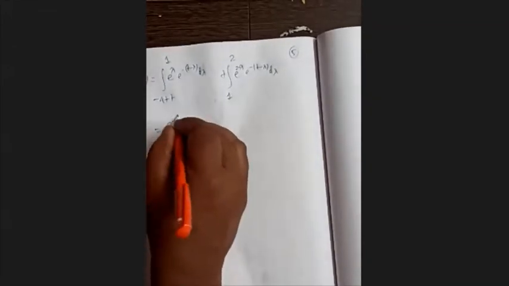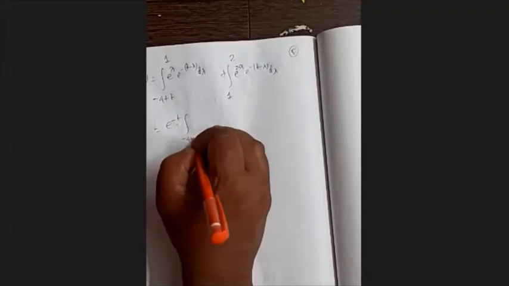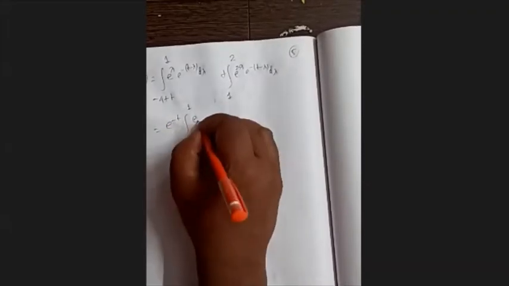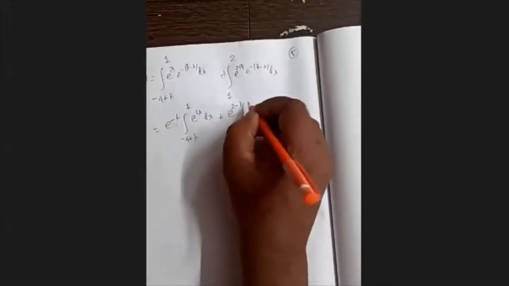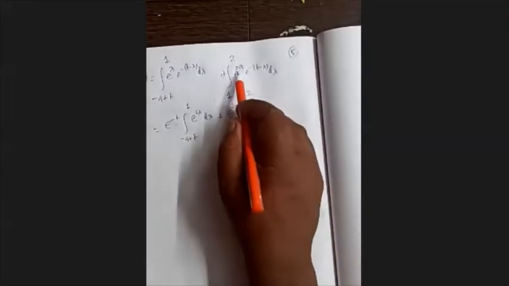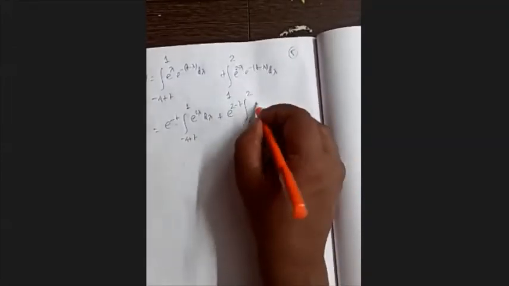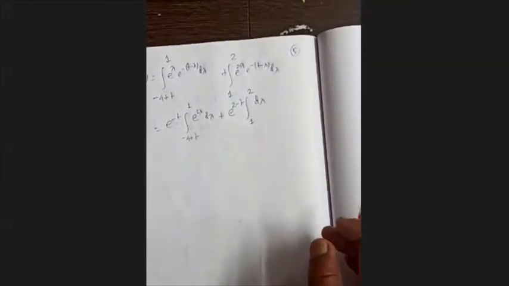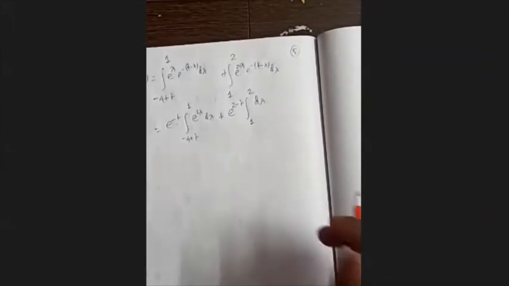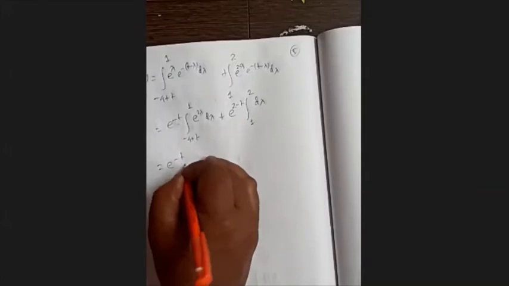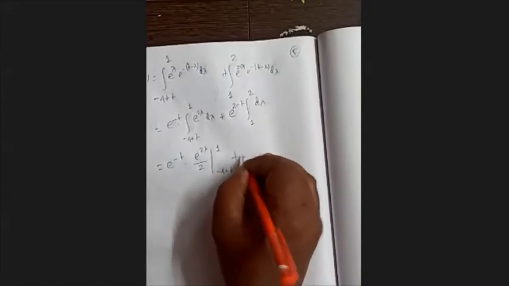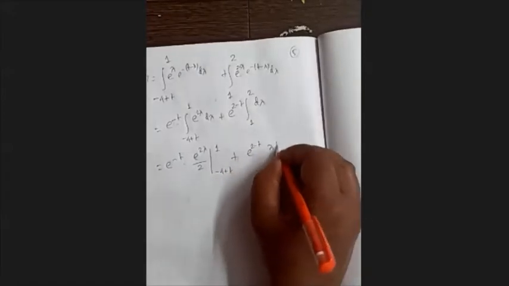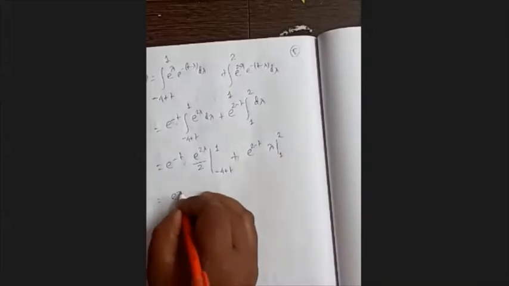So I put e to the power minus t outside. 1 e to the power 2 lambda d lambda plus e to the power 2 minus t, 1 to 2, e to the power minus lambda e to the power plus lambda d lambda. Okay. So it is e to the power minus t, just substituting values. E to the power minus t.